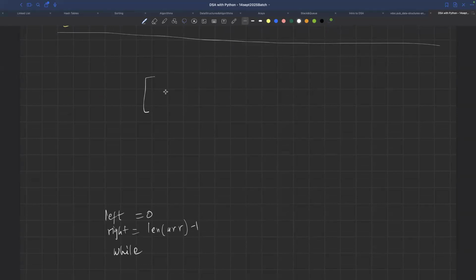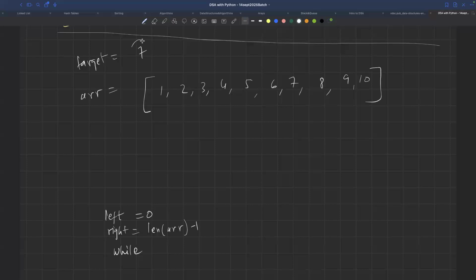Let us take a smaller example. Let us say it is 1, 2, 3, 4, 5, 6, 7, 8, 9, and 10. Suppose this is the array, and suppose the target is 7. I want to find where 7 is in this list. Let us do a dry run. This is my left pointer and this is my right pointer. And where is my mid? This is my mid. Suppose 6 is my mid. Is 6 greater than target or less than target?